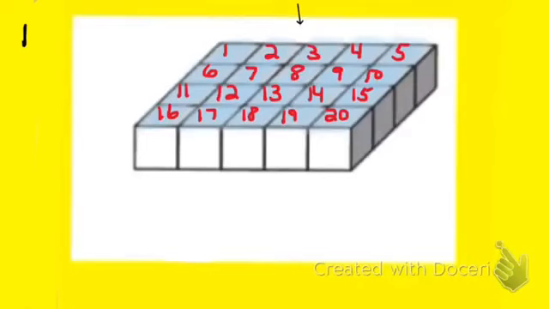1, 2, 3, 4, 5, 6, 7, 8, 9, 10, 11, 12, 13, 14, 15, 16, 17, 18, 19, and 20 cubes. Let's see if we got everything or if there's anything we would have missed.